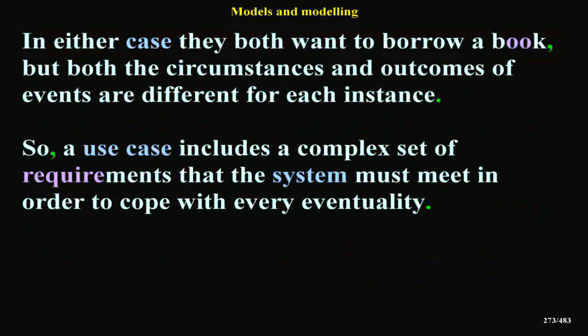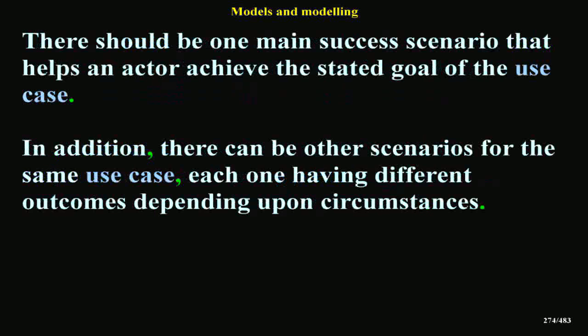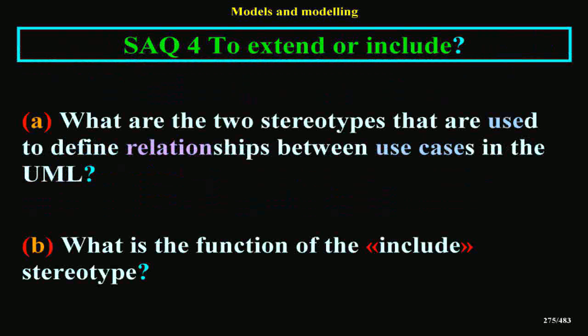So, a use case includes a complex set of requirements that the system must meet in order to cope with every eventuality. There should be one main success scenario that helps an actor achieve the stated goal of the use case. In addition, there can be other scenarios for the same use case, each one having different outcomes depending upon circumstances.